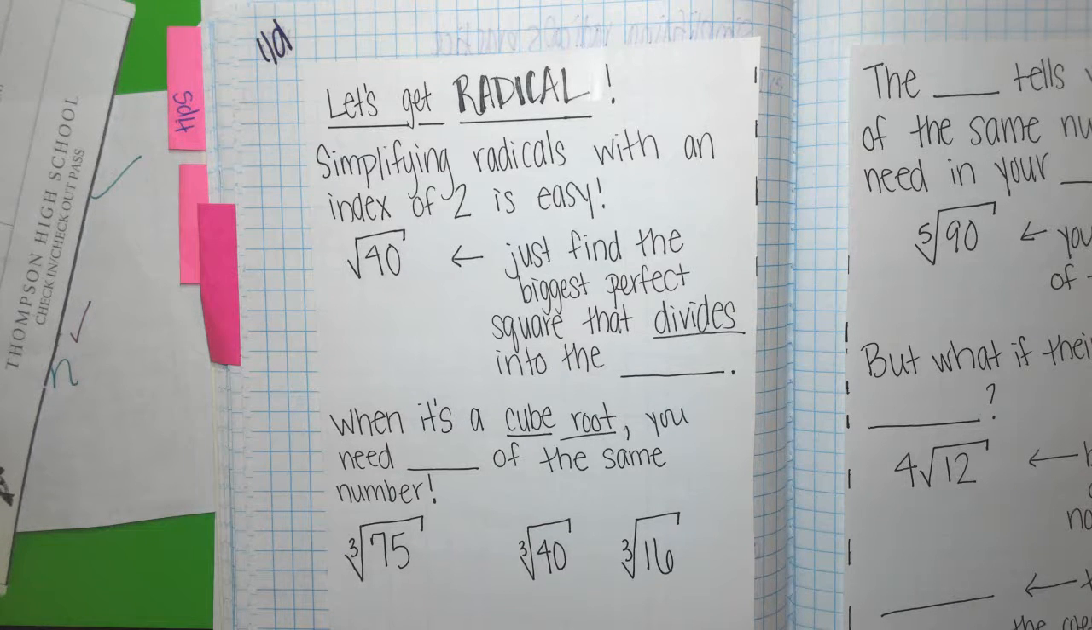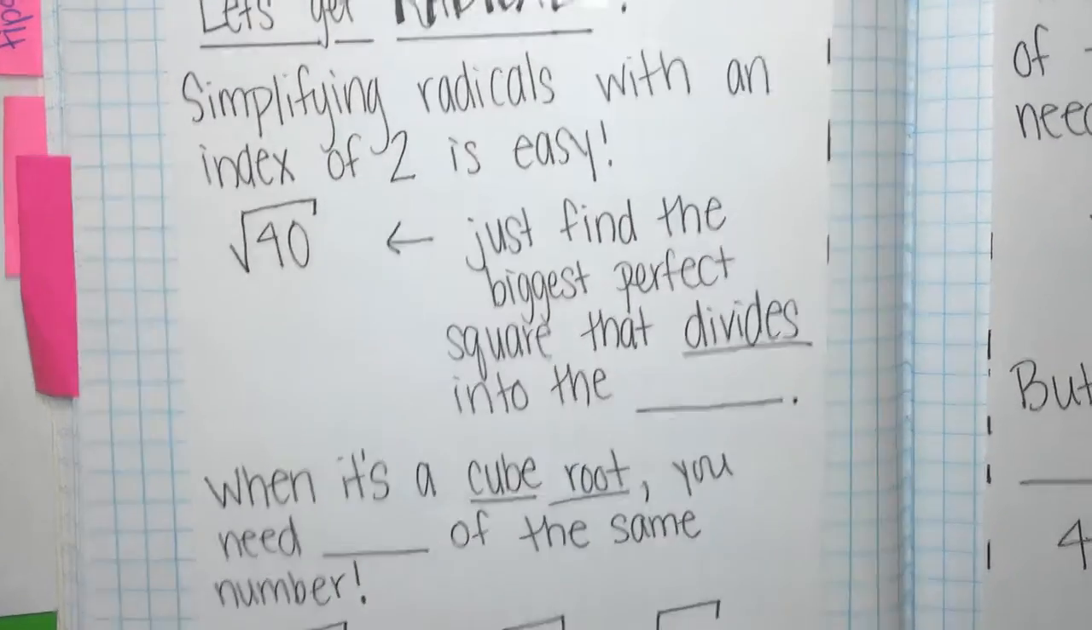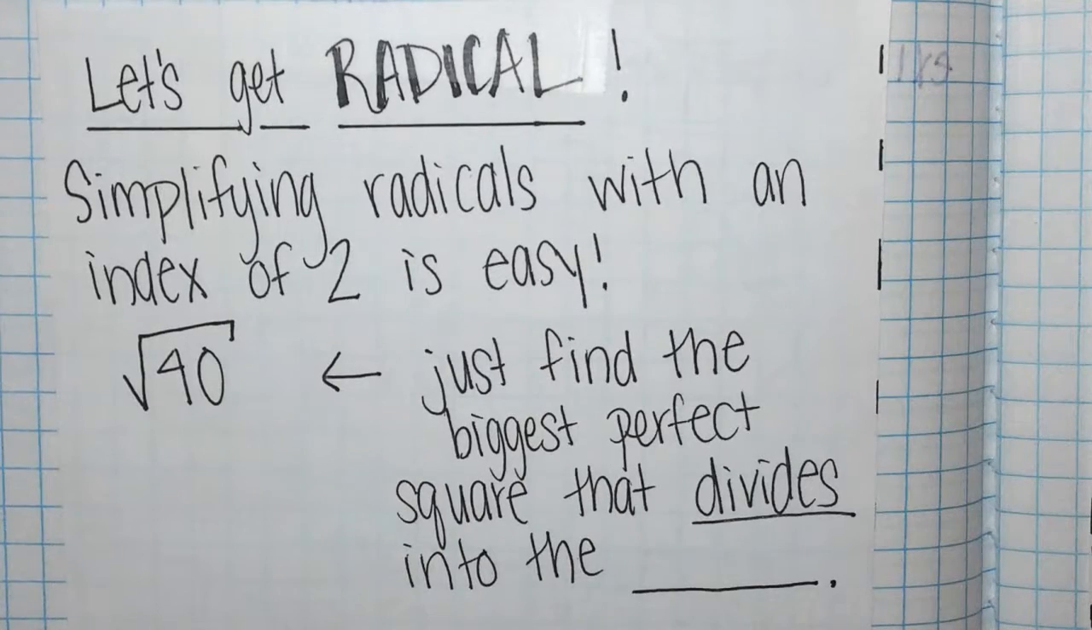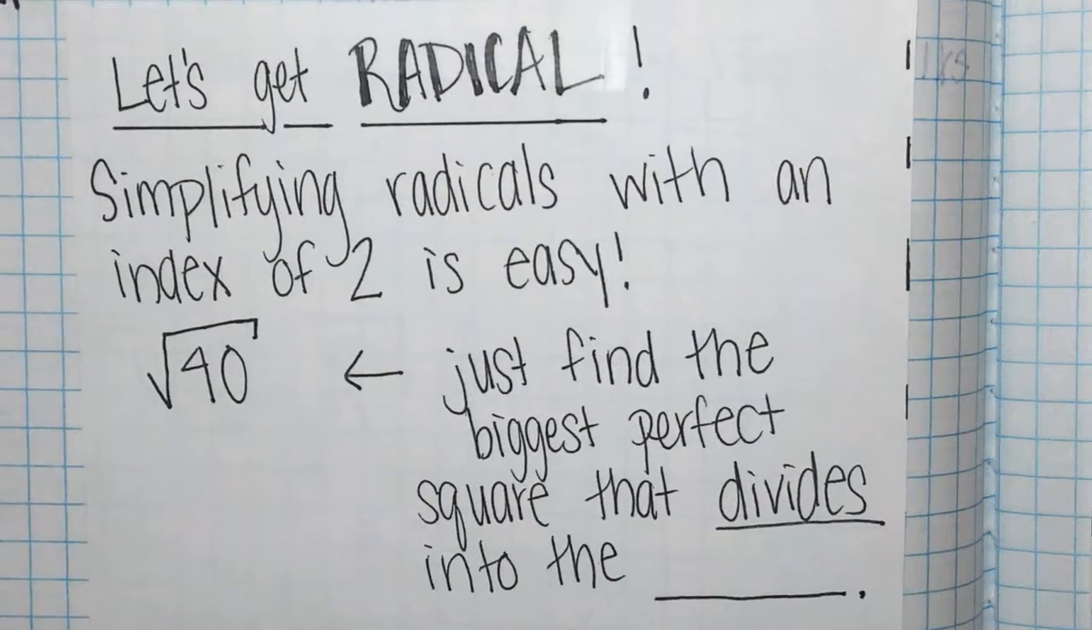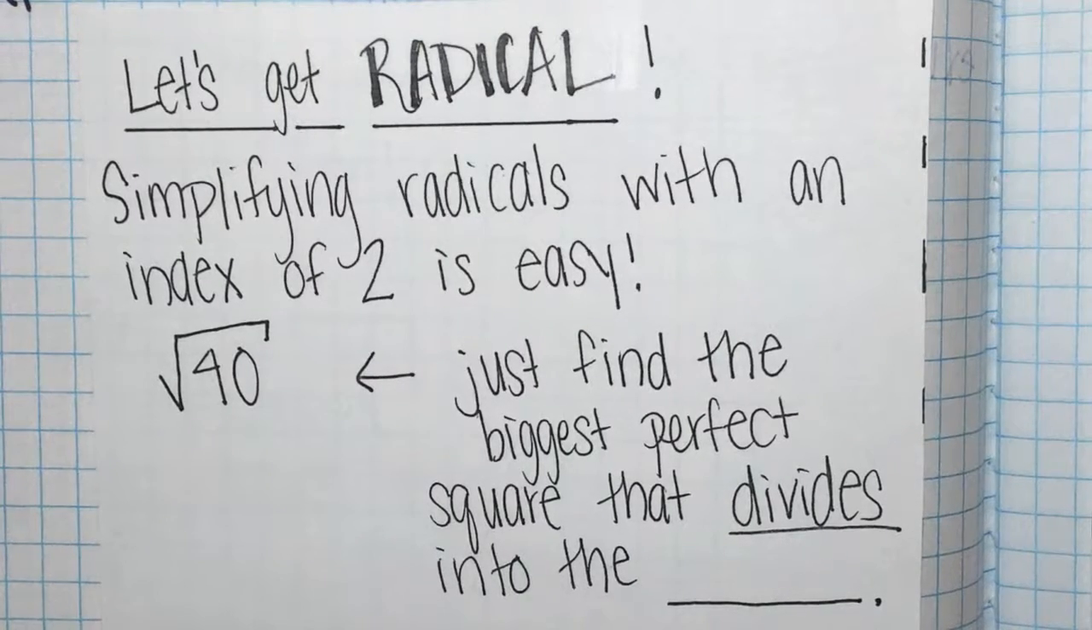What was our learning target for this page? What did we say at the beginning of page 11 was our learning target? I can simplify radicals. Okay, can we kind of do that so far? Yes. I feel like we should be able to.